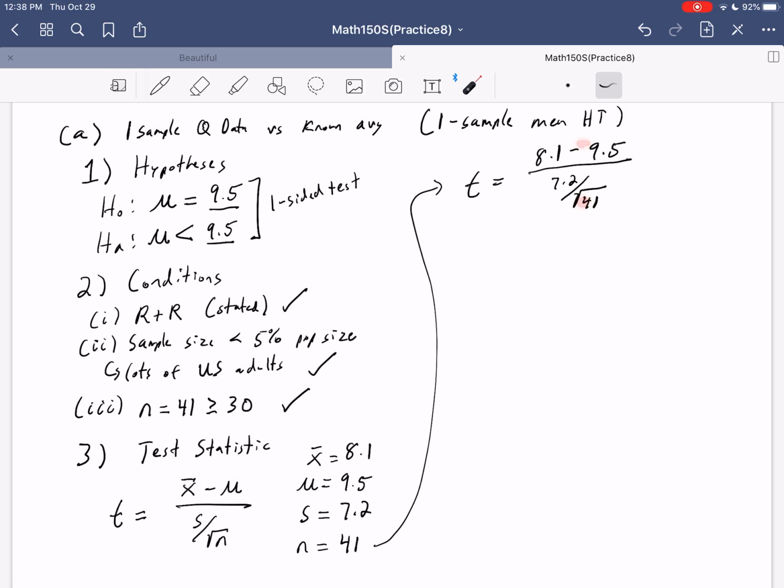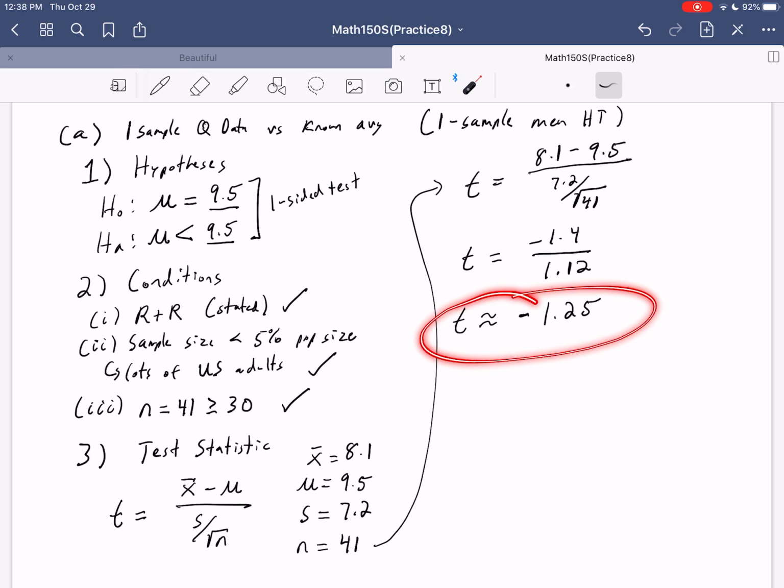I always recommend doing the numerator and the denominator separately. So in the numerator, we're doing 8.1 minus 9.5. That should give us negative 1.4. And in the denominator, we have 7.2 divided by the square root of 41. That looks like it should give us 1.12. Then let's go ahead and do the division, and we get that t is approximately negative 1.4 divided by 1.12. Looks like we should get t is negative 1.25. So there we go. We have our test statistic.